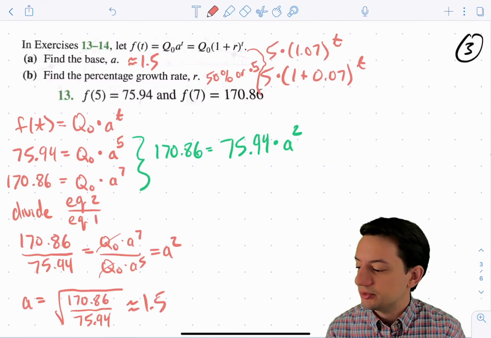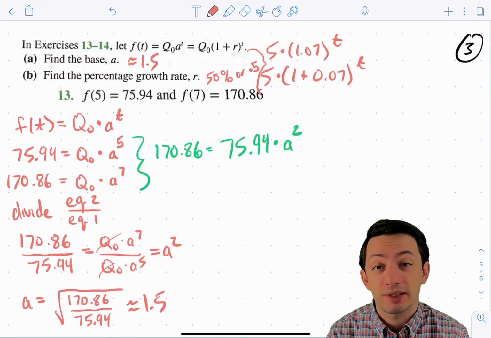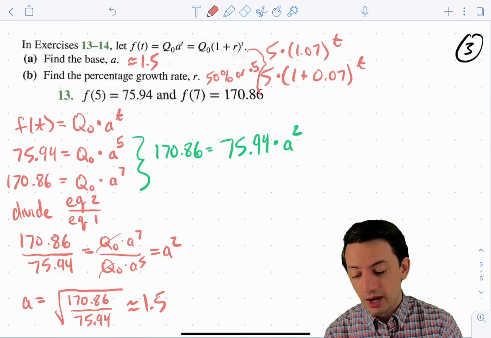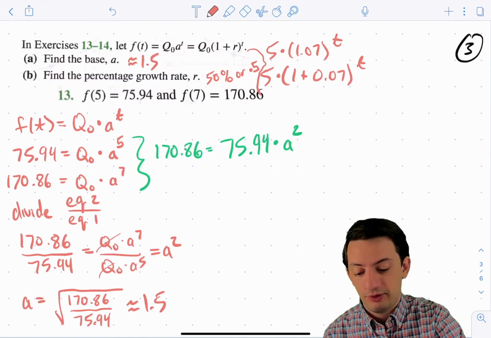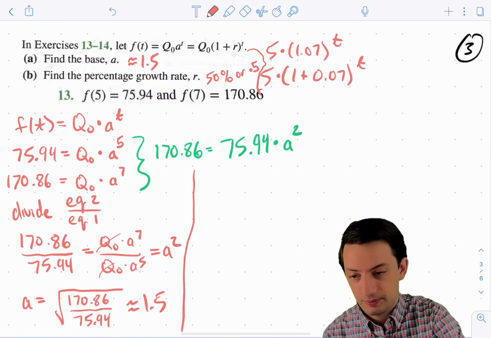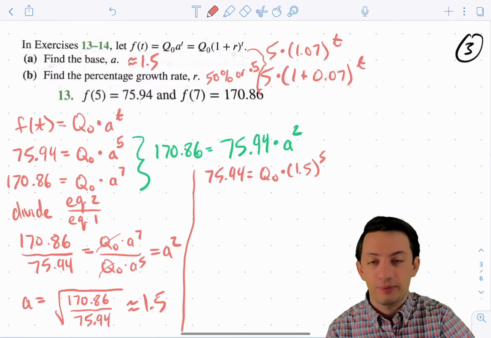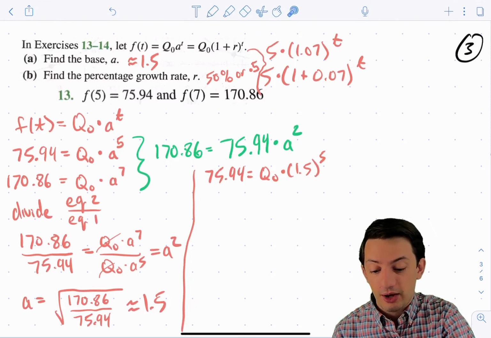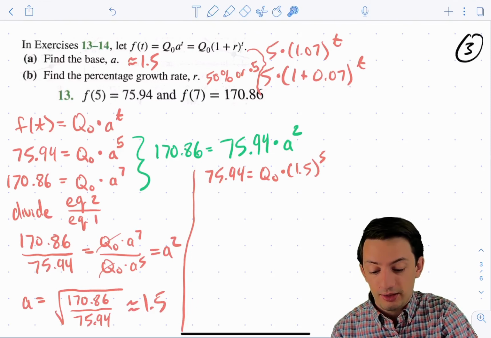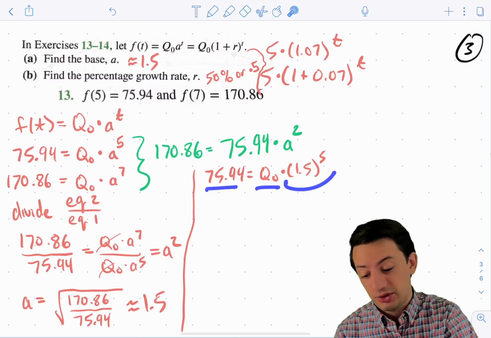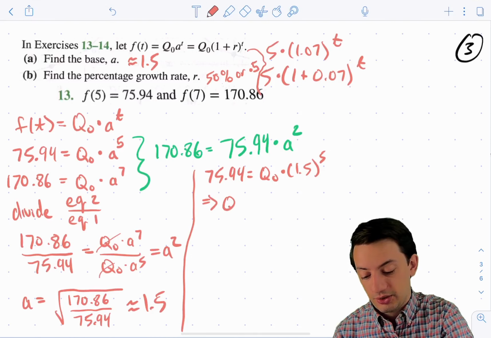Now the question doesn't ask us to find Q0, but let me show you how you would do that, because that might be something another question asks. What we've got right now is we found A. So let's go back to one of these points and plug in what we know now. So now we know that 75.94 equals Q0 times 1.5 to the fifth. Well, this is very simple, because this is equal to the unknown times 1.5 to the fifth. That's just some constant. So let's divide it over. That tells us Q0 is 75.94 divided by 1.5 to the fifth.